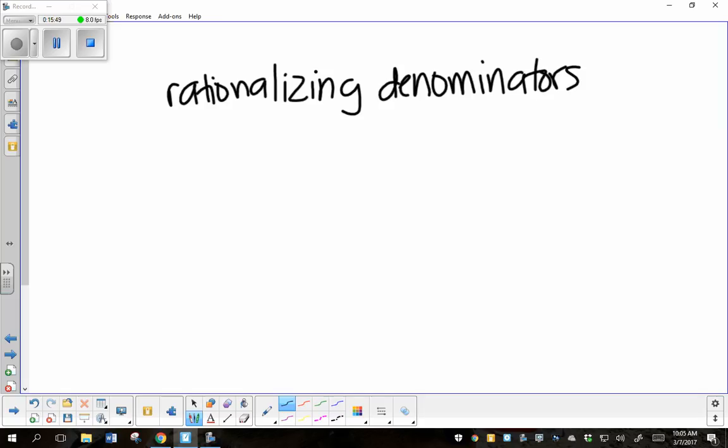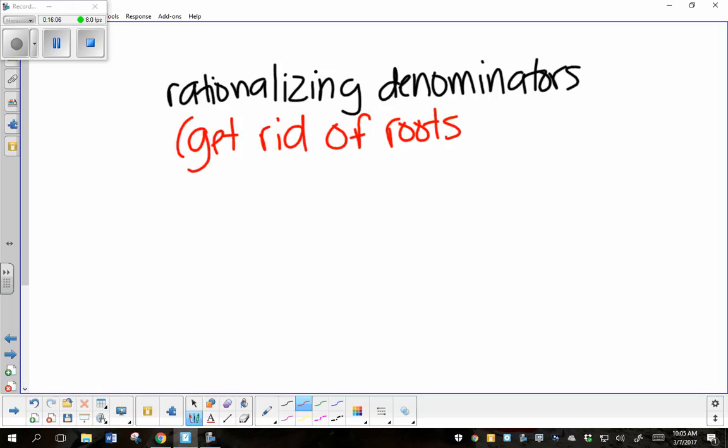So we're about to do something called rationalizing a denominator. What that means is that we're going to get rid of any roots in the denominator. So it's just one of those kind of weird rules, like, you know, we don't like negative exponents, so we move them to the bottom.